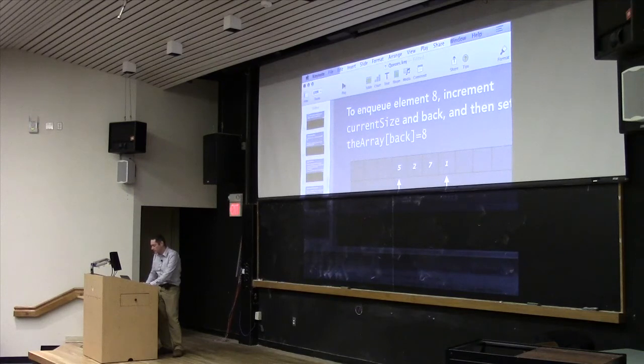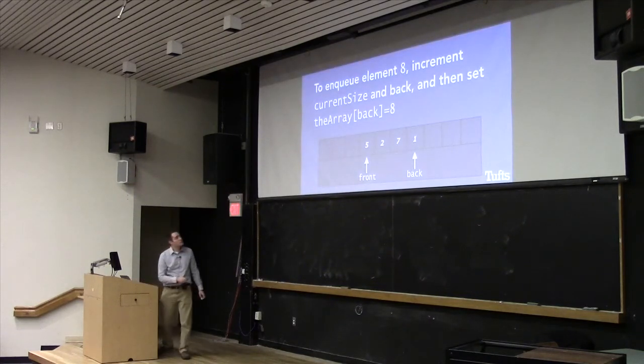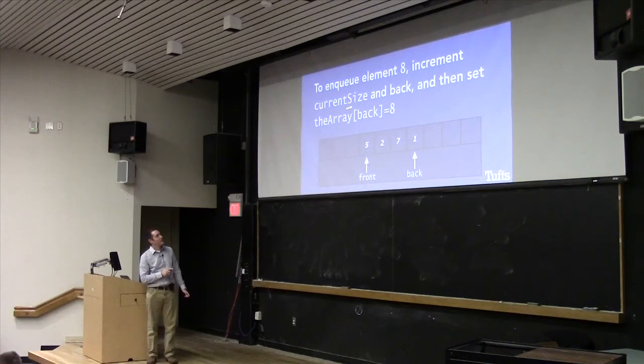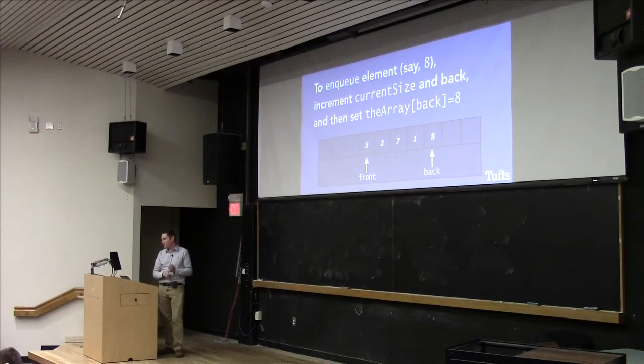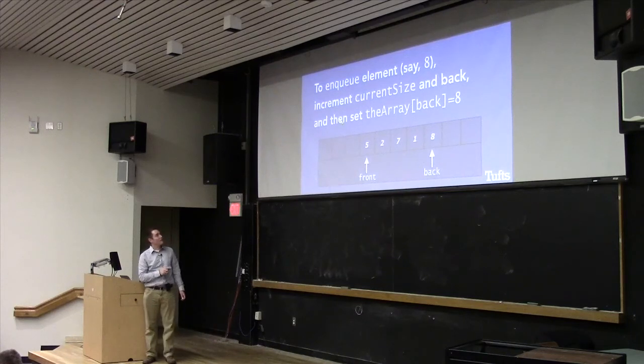OK. All right. So if we want to enqueue element 8, increment current size and back, because we're going to have one more item, and increment back, and then set the array back equals to 8. That's how we're going to do it. To enqueue an element, increment current size and back, then set the element at back to 8. All right. So now instead of 4, we've got 5. We've moved back to the back of the array. Any questions on how you enqueue, or what's going on, or why we're doing this?